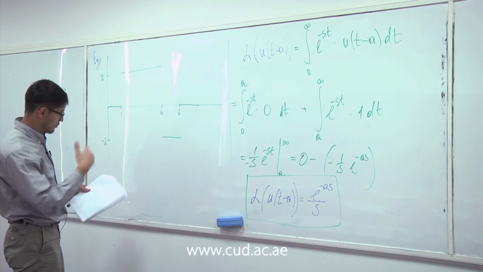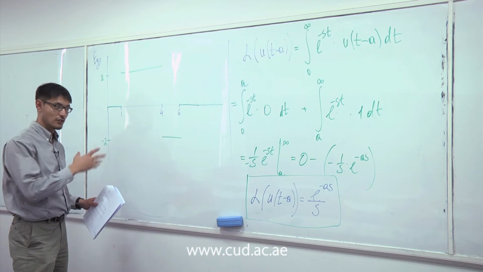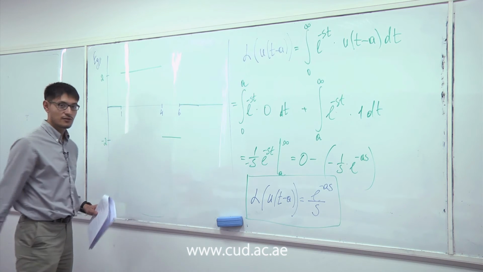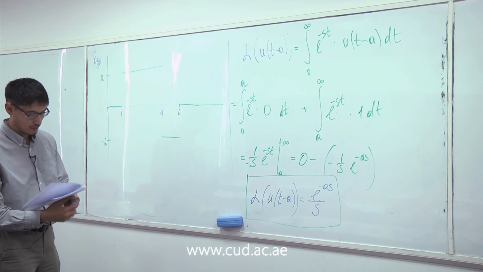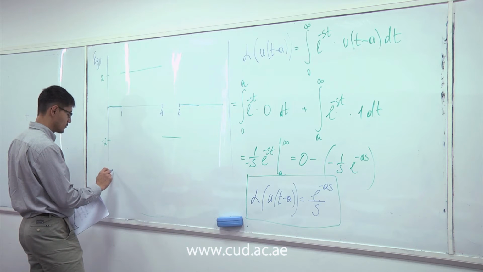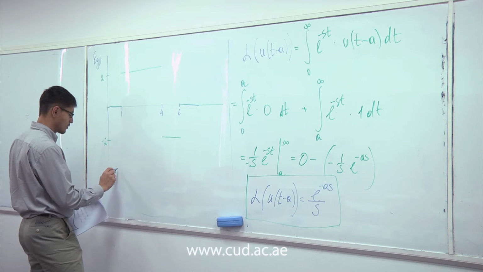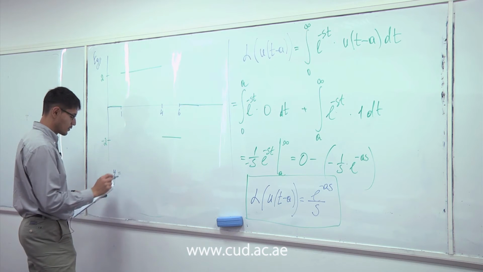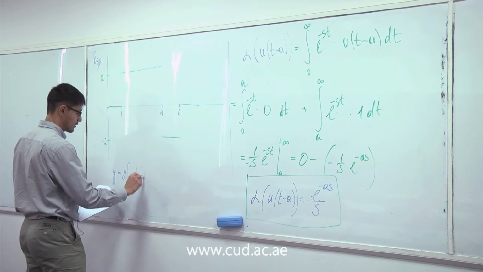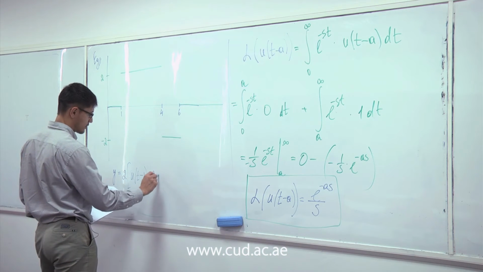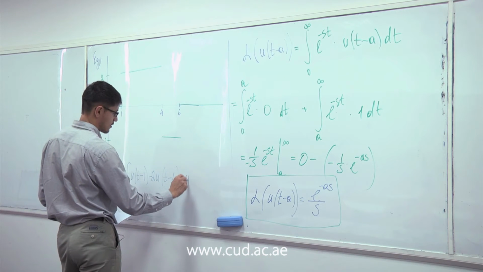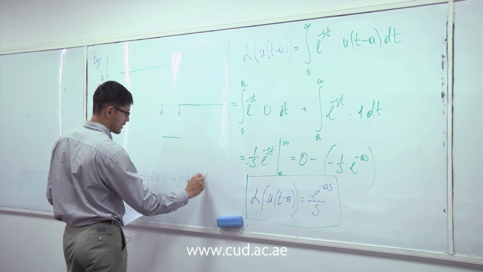So maybe you can take a minute and try to guess how I can write this signal as a combination of step functions. Okay, let's do this together. Let's define a function y equals 2 times u of t minus 1, minus 2 times u of t minus 4, plus u of t minus 6.